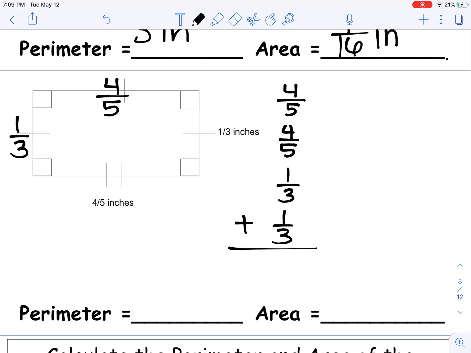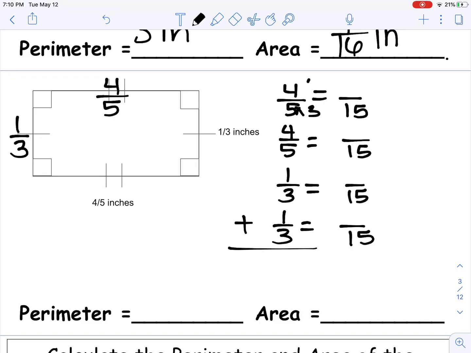Before I can add these up, I need a common denominator for 5 and 3. So what is their least common multiple? So I know when I skip count by 3s, 3, 6, 9, 12, 15, and when I skip count by 5s, 5, 10, 15, I know their LCM is going to be 15. So I'm going to go ahead and write those LCMs. We're going to use these to create equivalent fractions using multiplication.